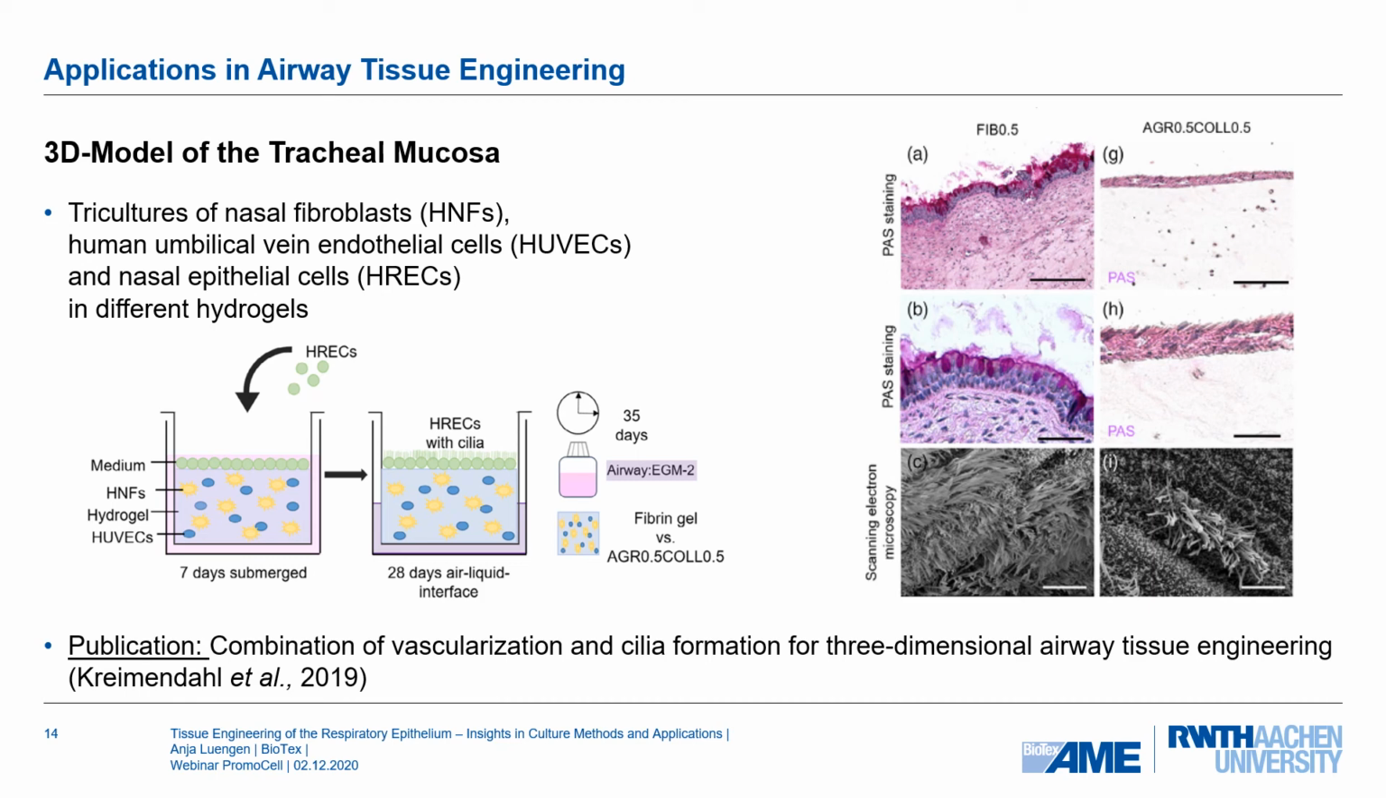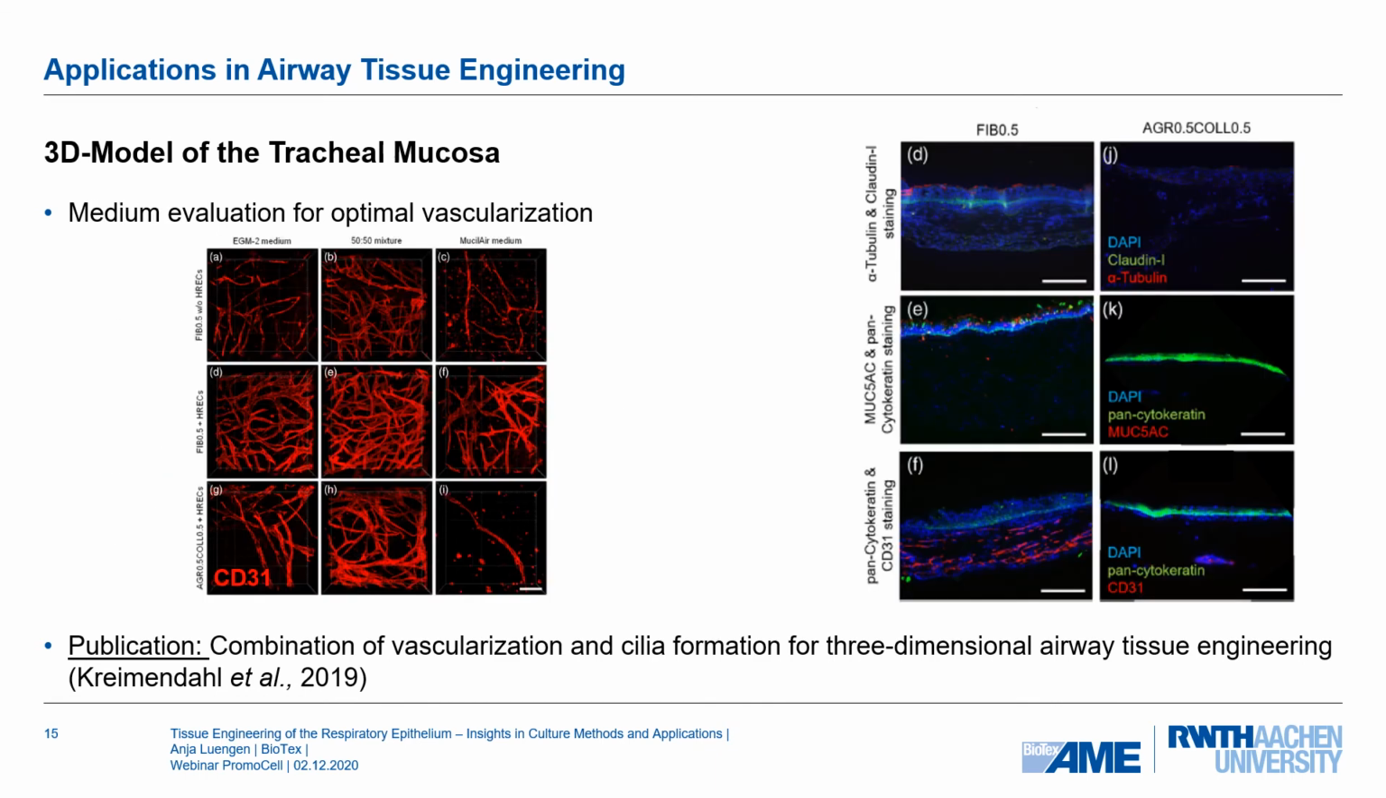PAS reaction showed an almost native respiratory epithelium using a fibrin-based hydrogel, and electron microscopy revealed a multiciliated cell surface. In this study, our group could also show correlations between epithelial differentiation and enhanced vascularization in the tissue culture models.